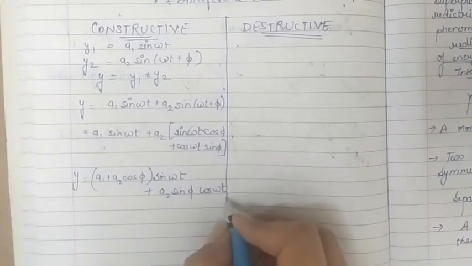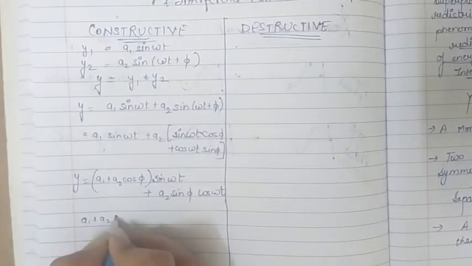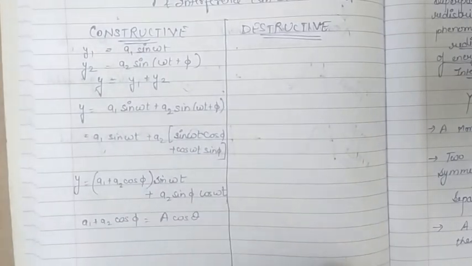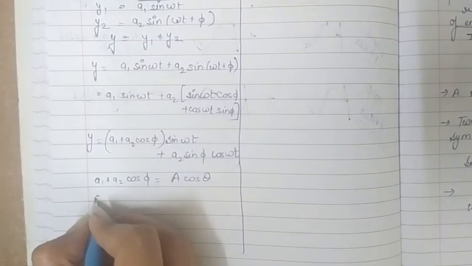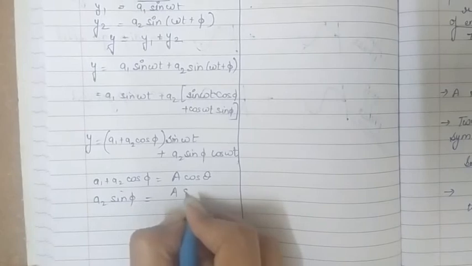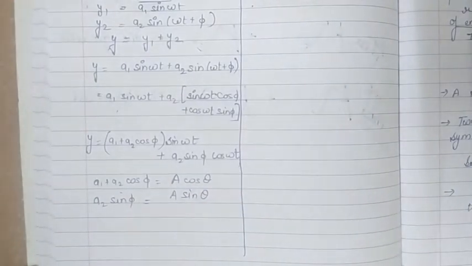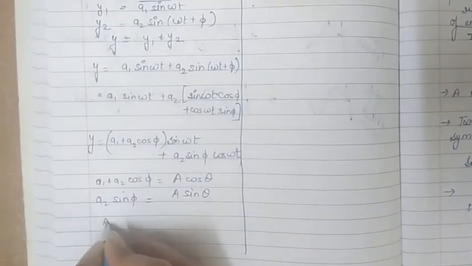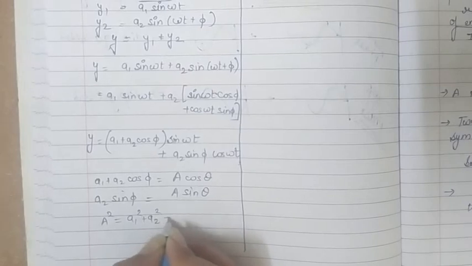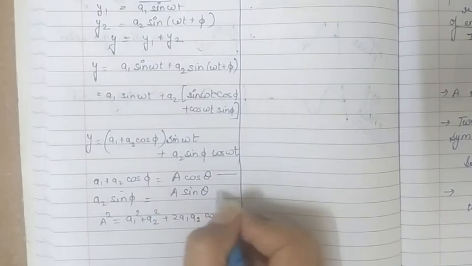Now we assume that this expression a1 plus a2 cos phi is equal to A cos theta and a2 sin phi is equal to A sin theta. By squaring and adding these equations, we get A square is equal to a1 square plus a2 square plus 2 a1 a2 cos phi.